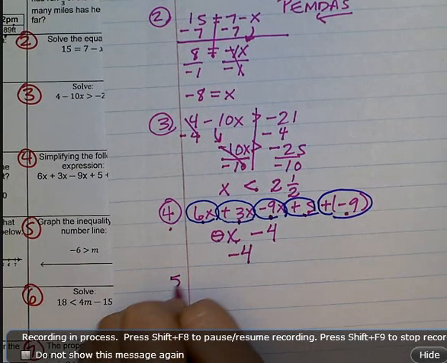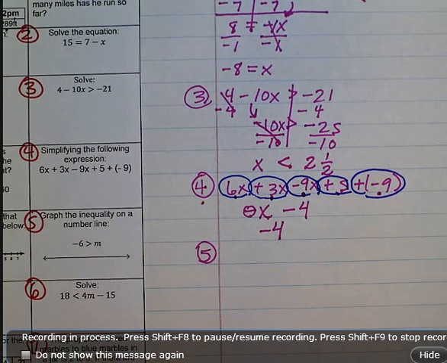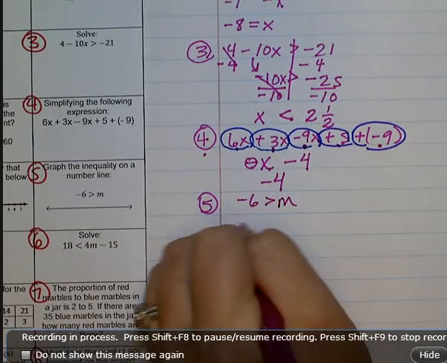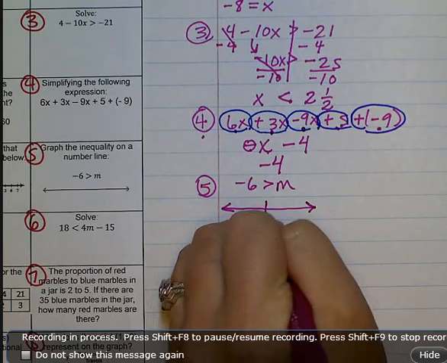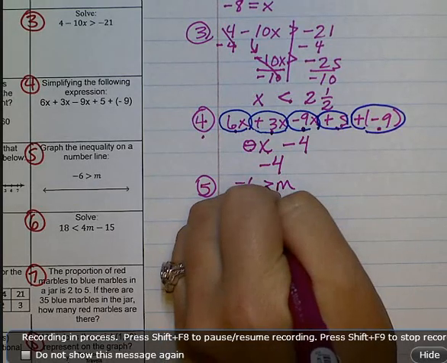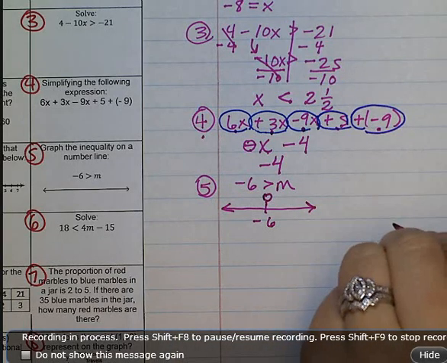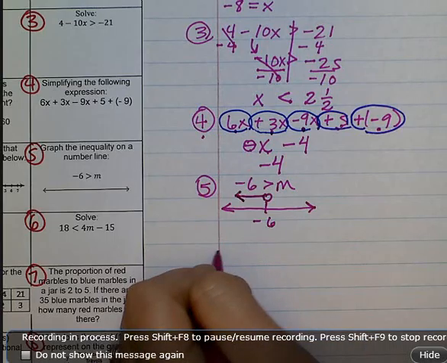Number 5. It says graph the inequality on a number line. Negative 6 is greater than m. So on a number line, it would look like this. So negative 6, and m is less than negative 6. So it's an open circle because it cannot include negative 6. And if it's less than, then it means it's going to the left. Less than is to the left.